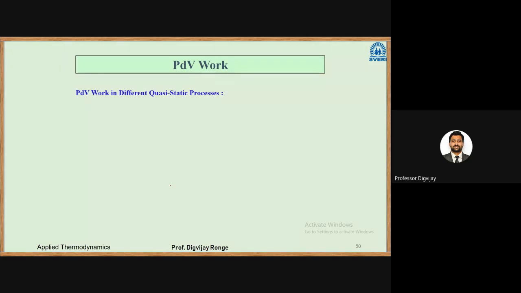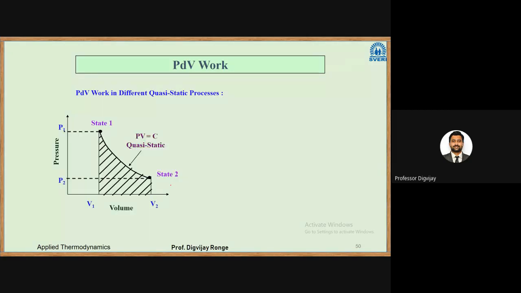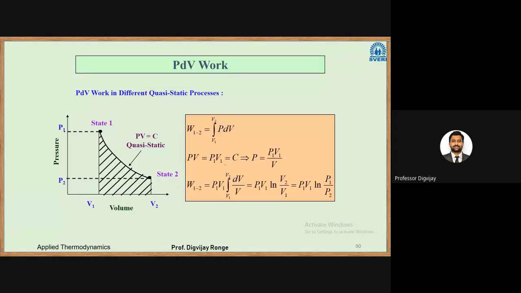Again, P dV work in different quasi-static processes. Okay, so a polytropic or isentropic process of expansion is in front of you. There is a derivation if you go through the integration of P dV. Okay, in that case you will get the final equation as P1 V1 ln V2 by V1 or P1 V1 ln P1 by P2. So this is the work done in any quasi-static process, let us say polytropic or isentropic process.